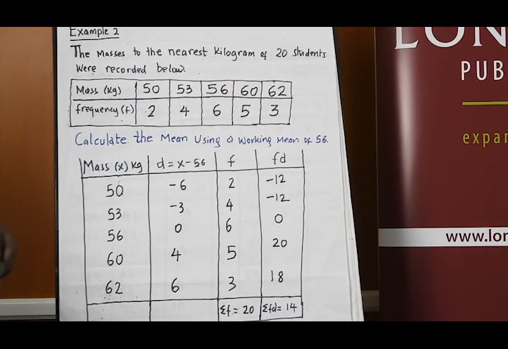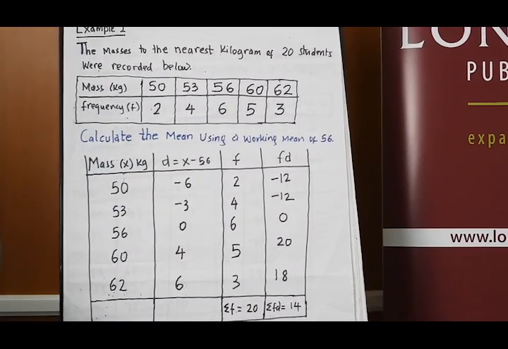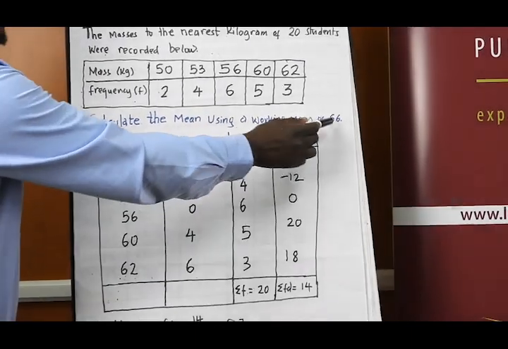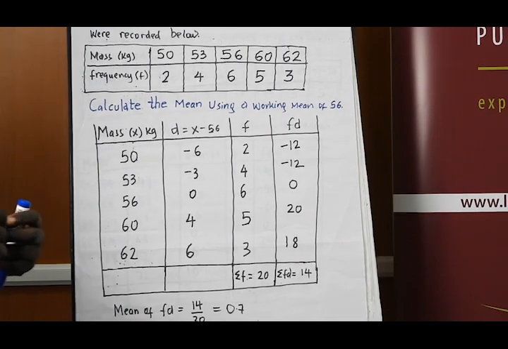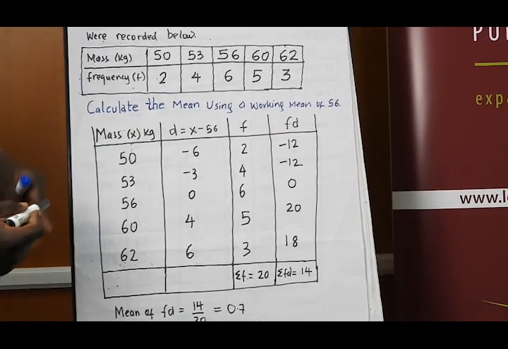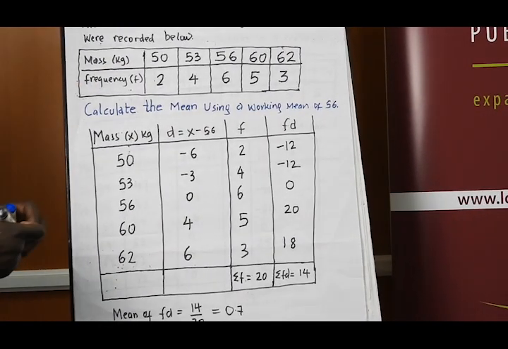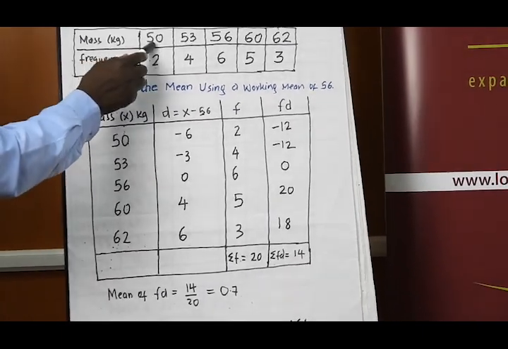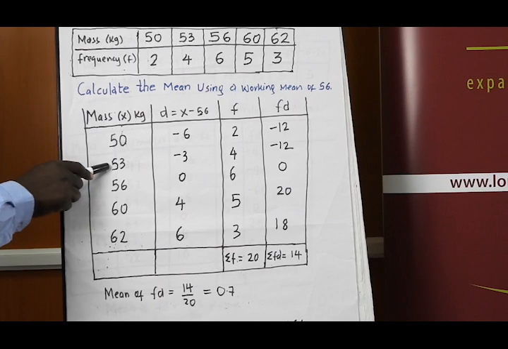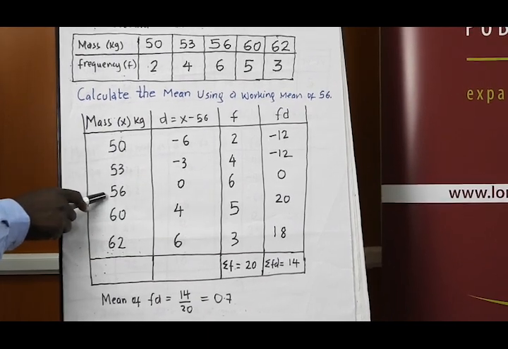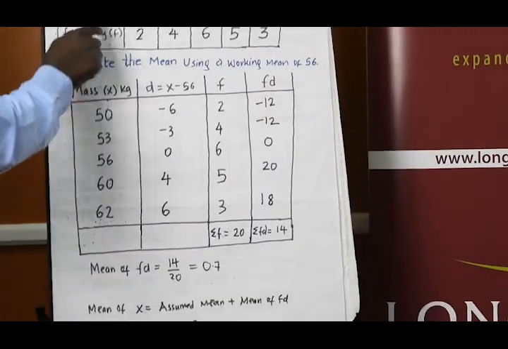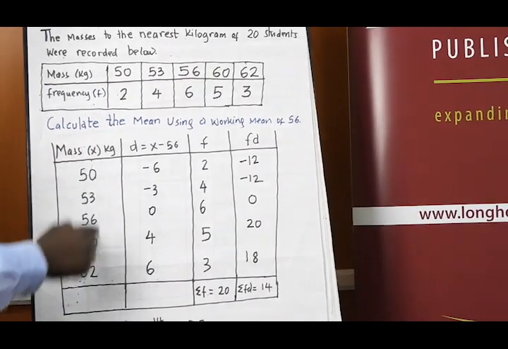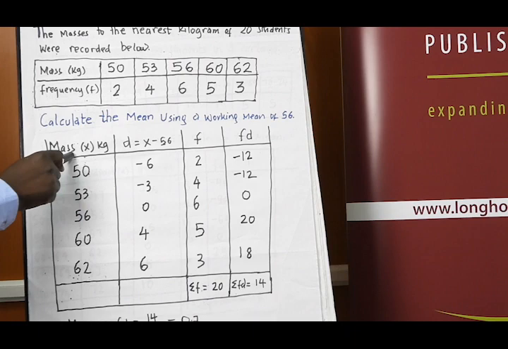So we need to get the mean of these students using an assumed mean. And in this case, you are requested to use an assumed mean of 56. So our simple task is to arrange this data in a table. The table will have the first column as the mass: 50 kg, followed by 53 kg, 56 kg, 60, and 62. That's what I'm calling X.